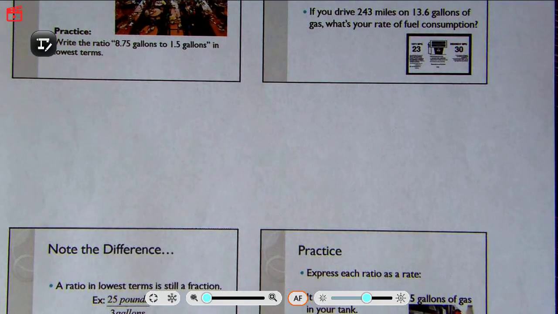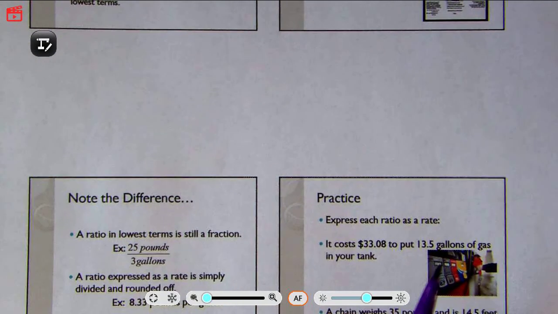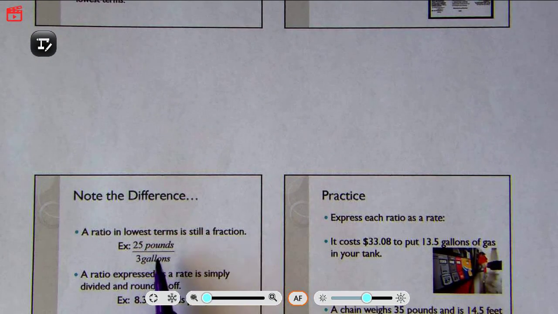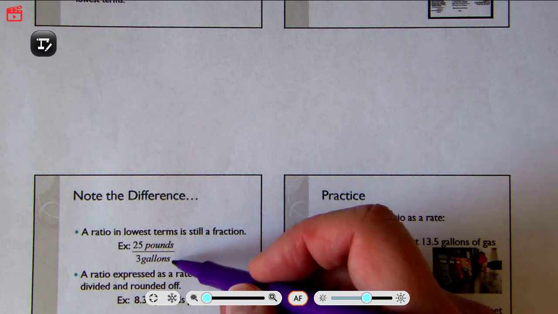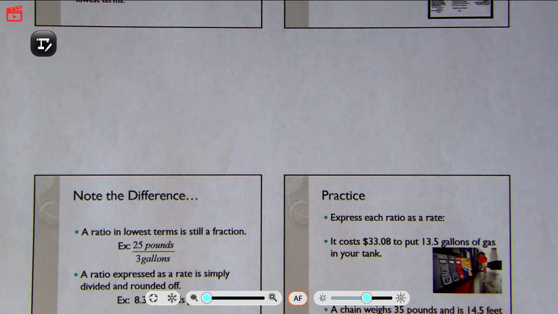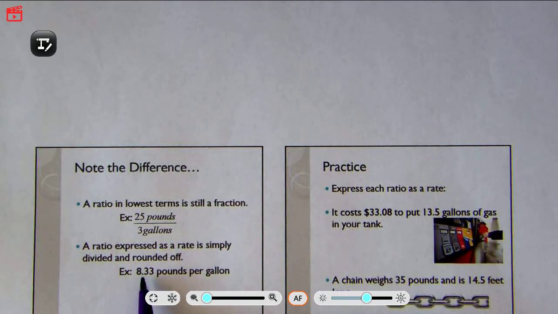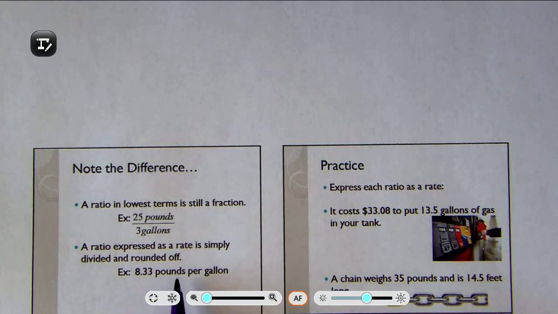Some differences remind us that a ratio in lowest terms is still a fraction, or we can use the words. A lot of times we like fractions, 25 pounds to 3 gallons. If you're turning it into a rate, we actually do a decimal and round it off, so we would write this as 8.33 pounds per gallon.